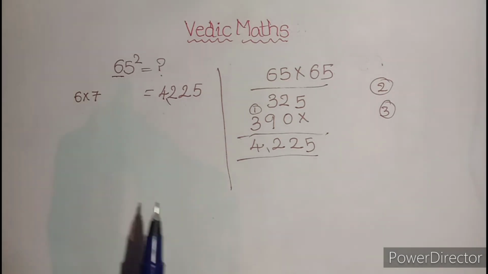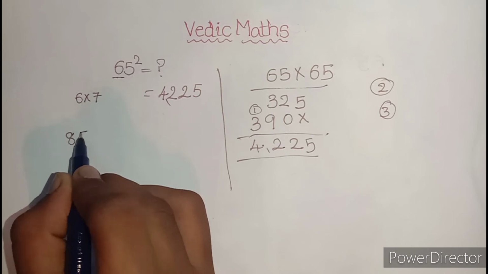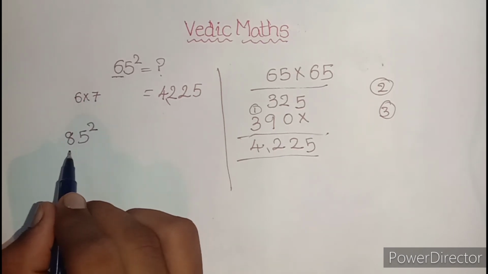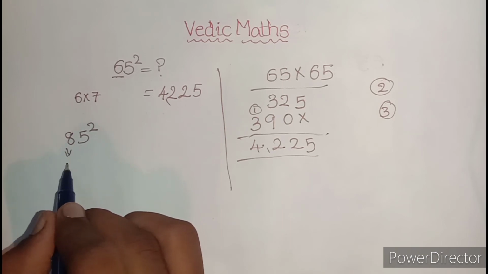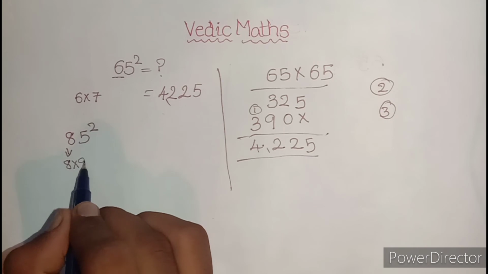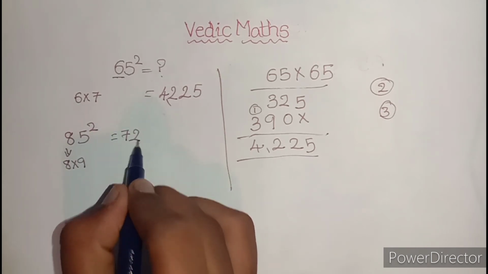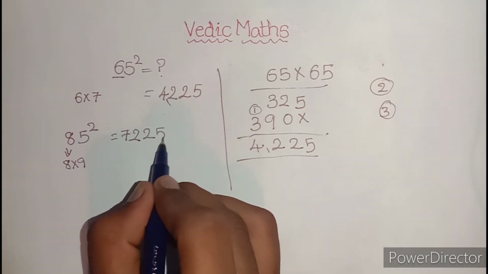So friends, I think that you also understand better. See some more examples. Let us find 85 square. See, the number before 5 is 8. So 8's successor is 9. 8 9s are 72. Then we have to write 25 at the end.